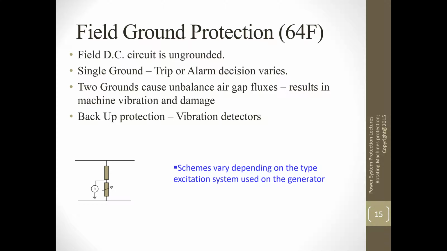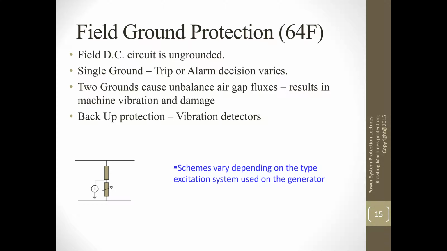Another function that is used is field ground protection. The DC field circuit is typically ungrounded. A single ground gives it a trip or alarm decision. It depends on the utility and the system and also the entity which owns the generator.